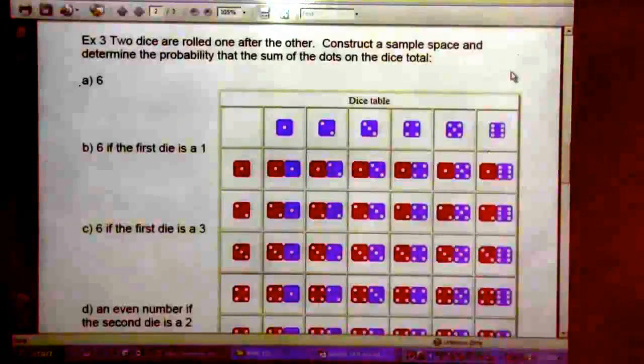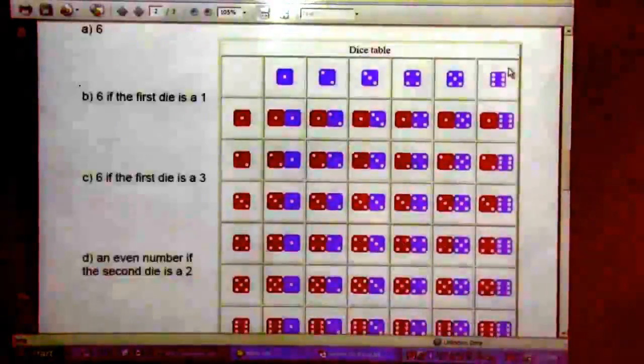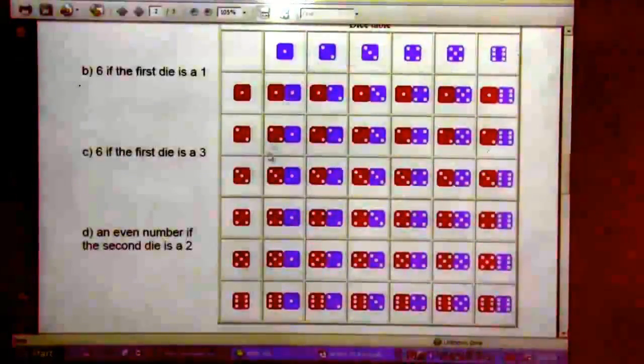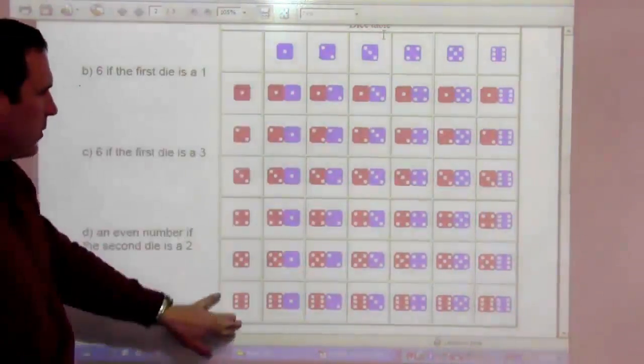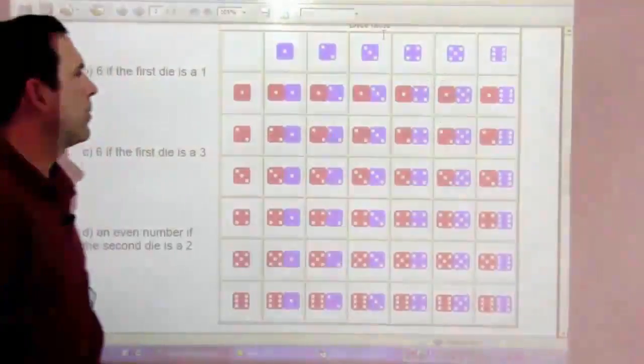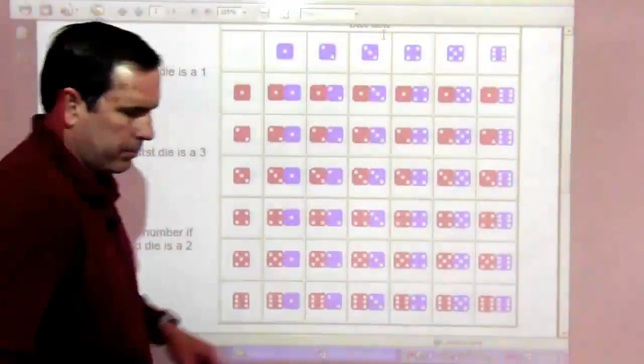Two dice are rolled, one after the other. Construct a sample space and determine the probability that the sum of the dots on the dice total given. So what I have here is the entire sample space. I don't care if you want to call this the first die and this the second die. And these are all the pairings.